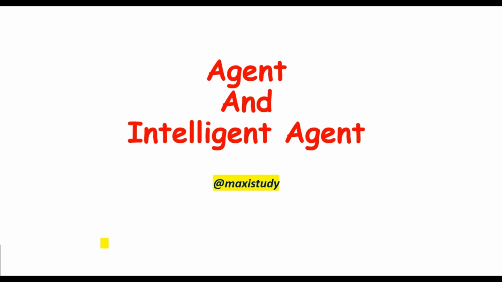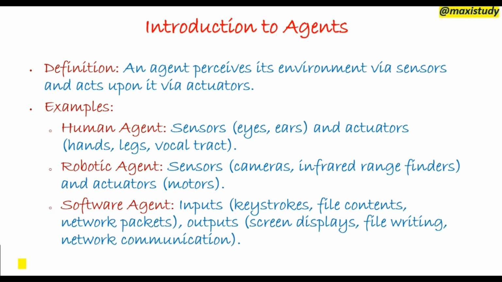An agent is an entity that perceives its environment through sensors and acts on it through actuators. Let's think of it with an example. A human can also be an agent. How can we sense? We can sense with eyes and ears. And the different actuators in the human body are hands, legs, and vocal tract.